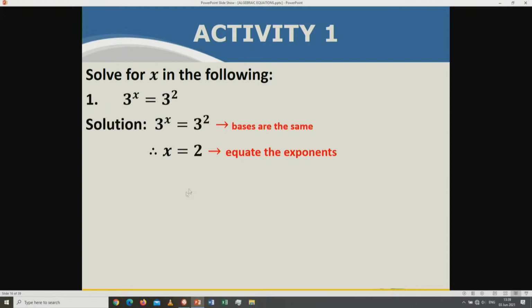Something that I didn't explain is that you actually have to substitute into the original equation to check if the left hand side will still be the same as the right hand side. If the value of x is 2, the left hand side is going to be 3 squared, and the right hand side also is going to be 3 squared. So it is true that x is equal to 2.